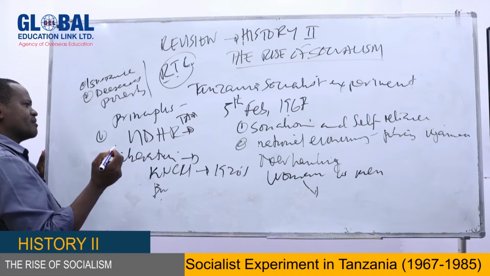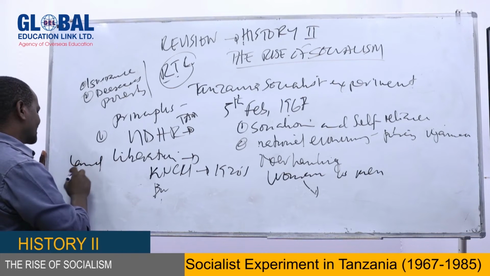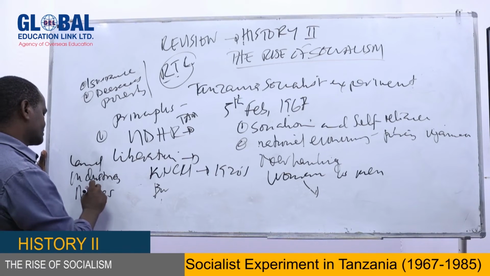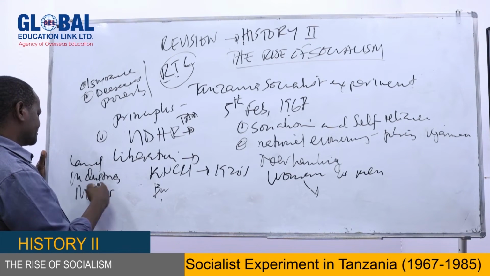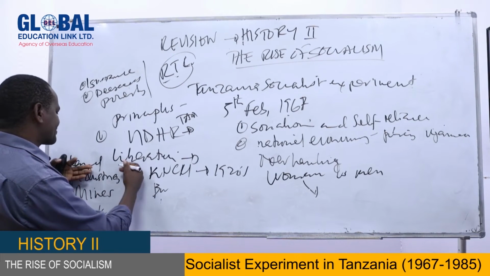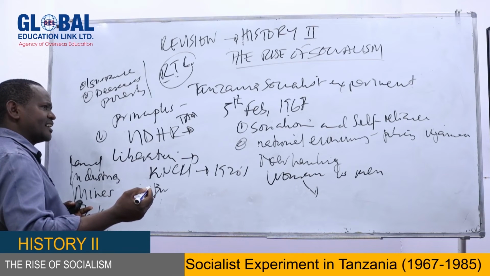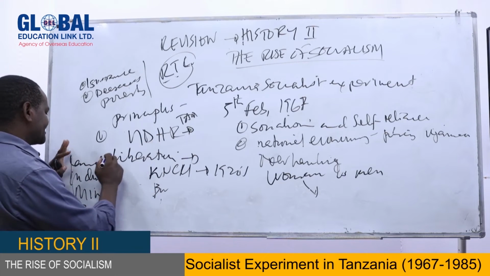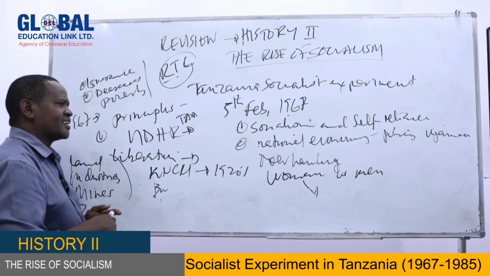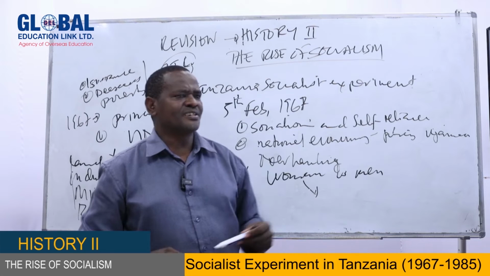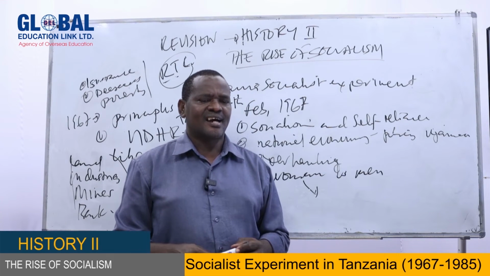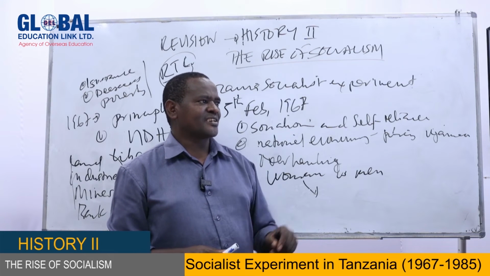Here we are talking of major means of production like land, industries, mines, and others like banks, and so on and so forth. They were owned by private individuals. So at independence, this situation still continued until 1967. So the Arusha Declaration came to put all these major means of production in the hands of government. They were to be owned by the public after nationalization.